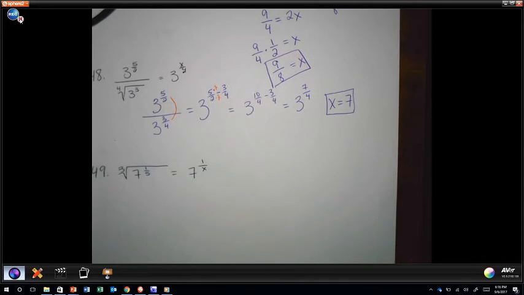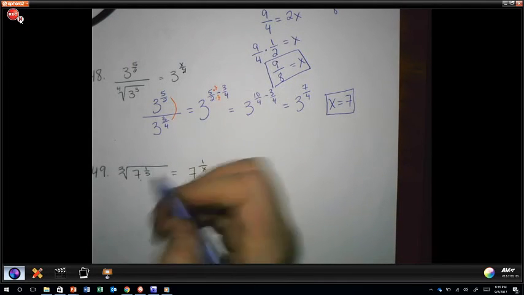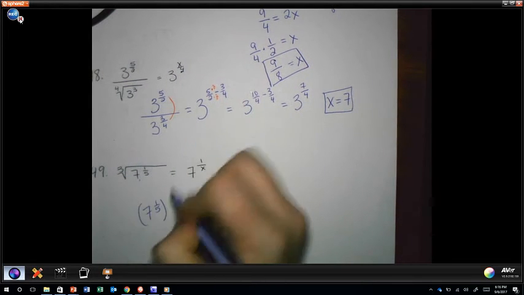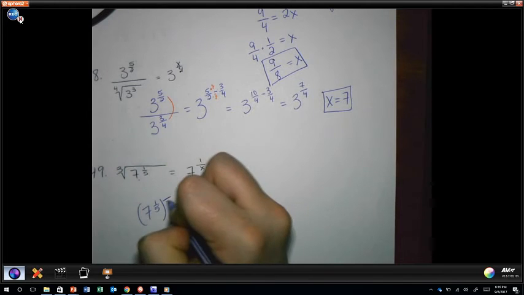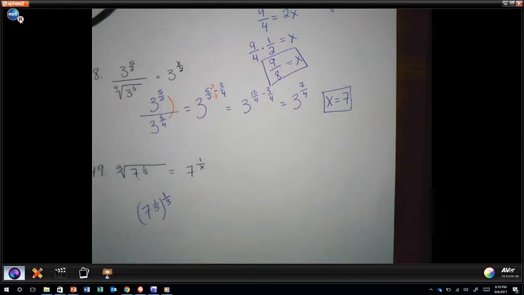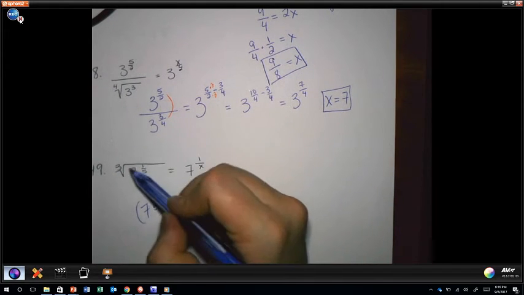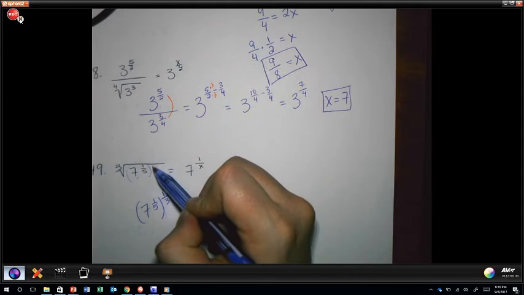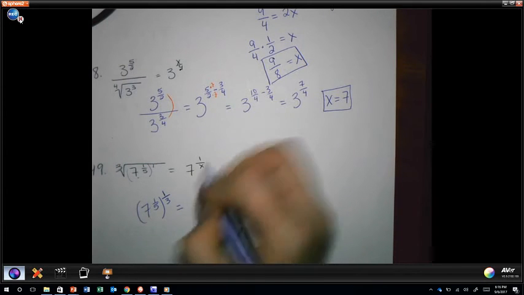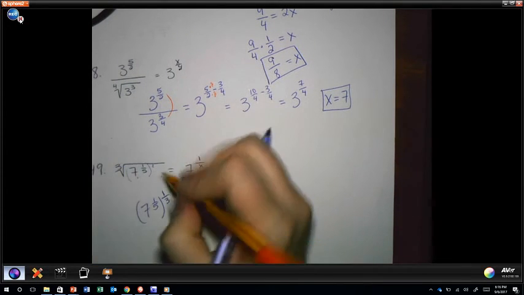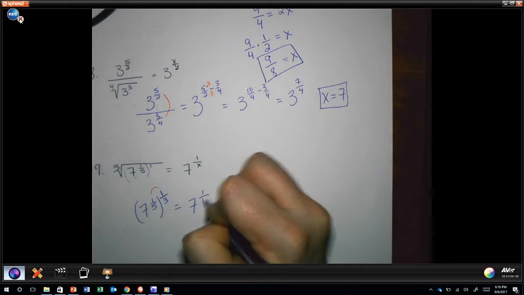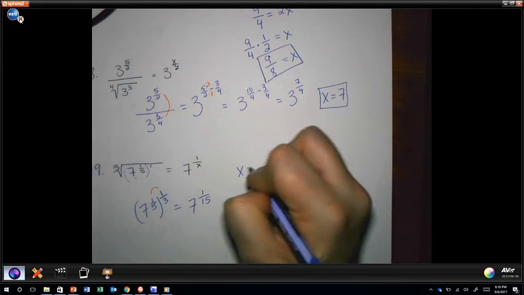For number 49, I can write 7 1/5 as my radicand, using my index as my denominator and a numerator of 1, because I have 1 of this entire radicand. Then I multiply my exponents, and I get 1/15. So x is equal to 15.